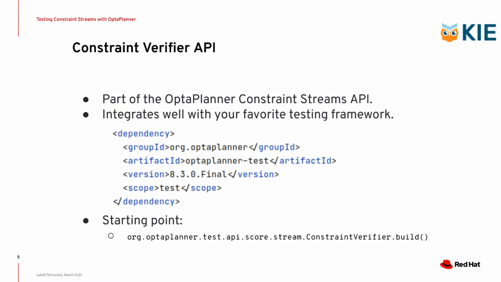The ConstraintVerifier API has been part of the OptaPlanner Constraint Streams for probably over a year now. It integrates well with your favorite testing framework, be it JUnit or TestNG. Actually, you won't even notice it's there. You just use the API and it works.